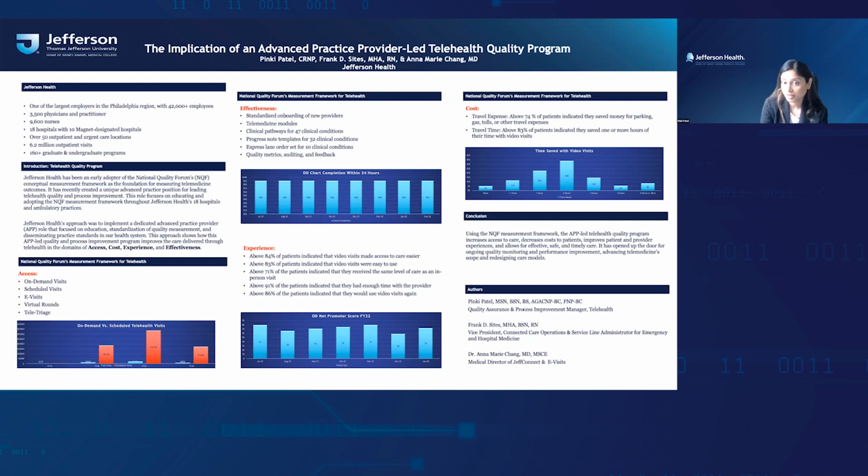We monitor patient surveys to improve patient experiences and also our processes and strategies. For the scheduled visits, we could see that above 84% of the patients indicated that video visits made access to care easier. Above 83% indicated video visits were easy to use. Above 71% indicated they received the same level of care as an in-person visit. And above 91% indicated they had enough time with their provider. Above 86% indicated they would use video visits again. Lastly, we could see our Net Promoter Score, which rates how likely they are to recommend Jeff Connect to their friends and colleagues, is above our goal of 50.